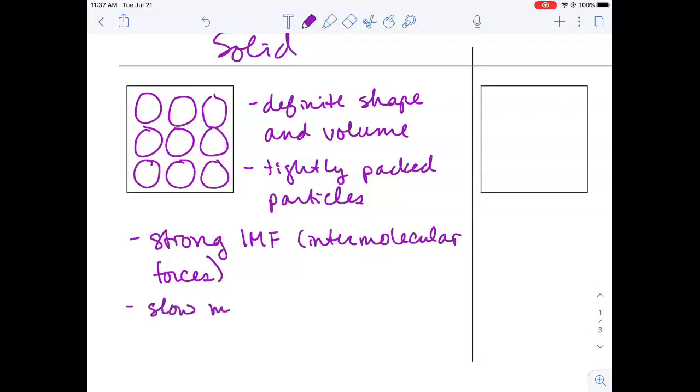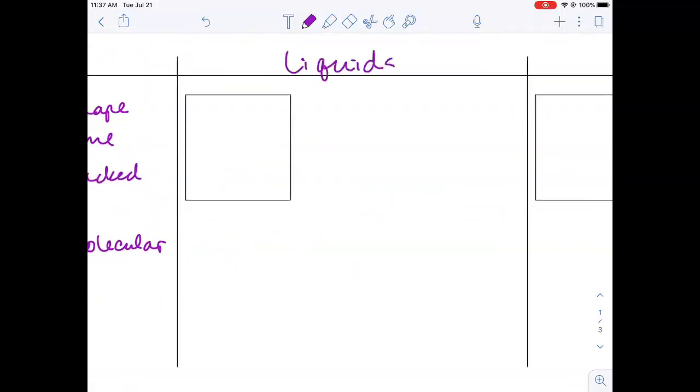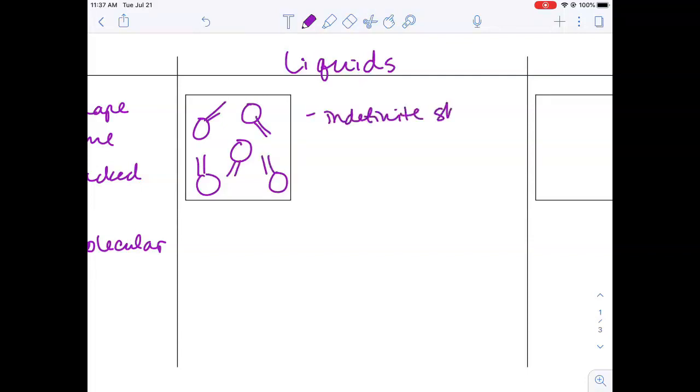So I said a minute ago that they move really slowly. So we're going to draw little lines that we call whooshies to show that they're moving. They're just not moving very fast. So now we're going to look at liquids. So liquids are a step up from solids. So the particles are spaced farther apart. They're moving a little bit faster. So we've got a little bit longer whooshies.